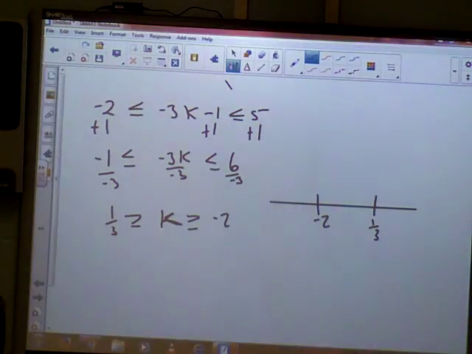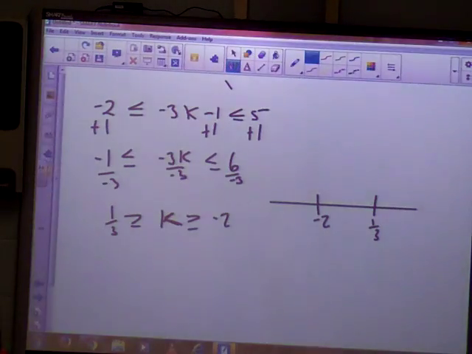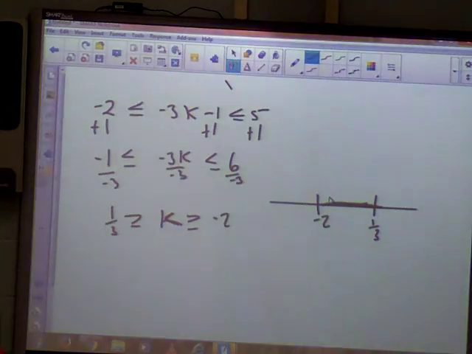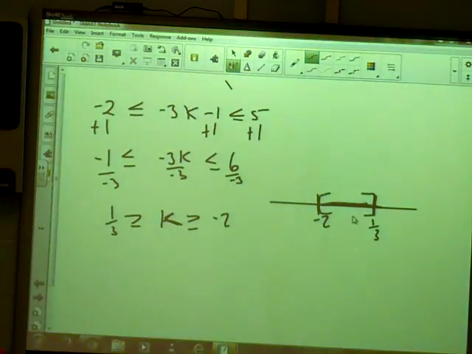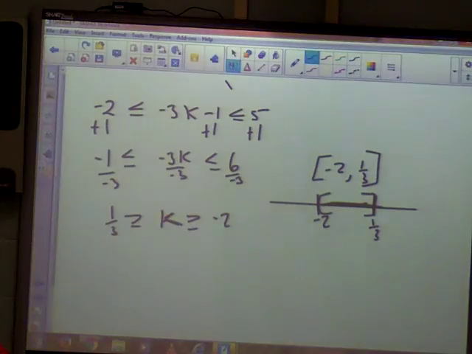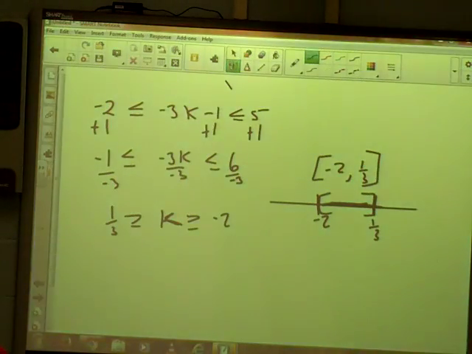Alright, k has to be between those, doesn't it? Isn't that what that reads? Correct. So shade in there between them. What kind of marks are going to close that in? Brackets or parentheses? Brackets. Good job. So now just copy that into your interval notation. Bracket, negative 2, 1/3, bracket. Good job. Hey, bless you.